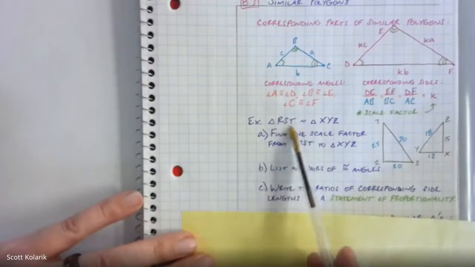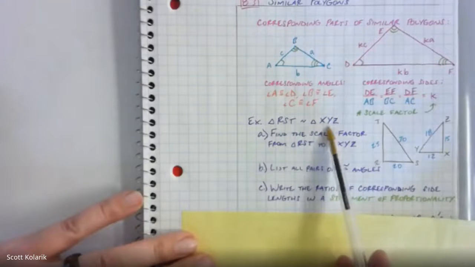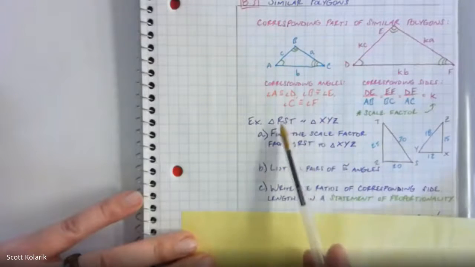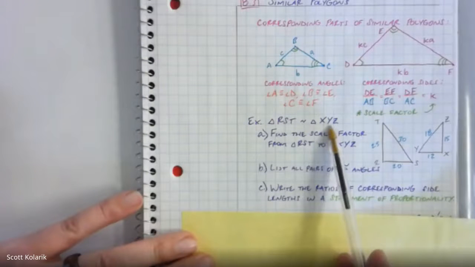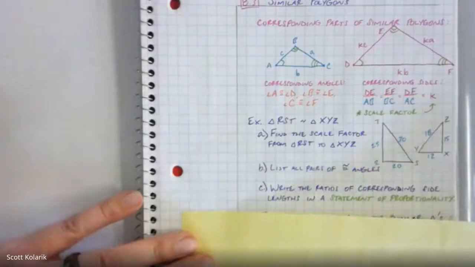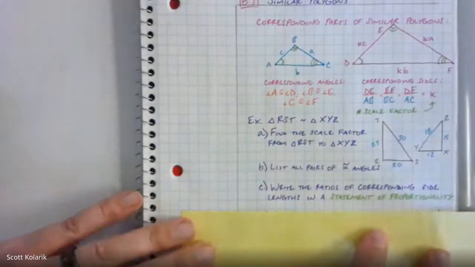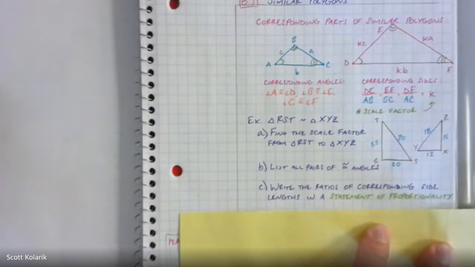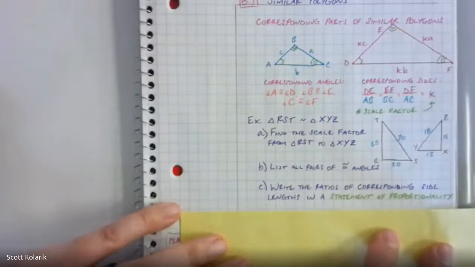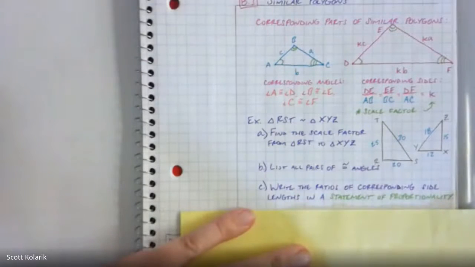Okay, so corresponding angles between the two triangles will be congruent to each other, and corresponding sides will be similar to one another. They'll have some scale factor, some constant multiplier that's in common between each of the sides, in this case 3 sides. Okay, and we're asked the following questions.